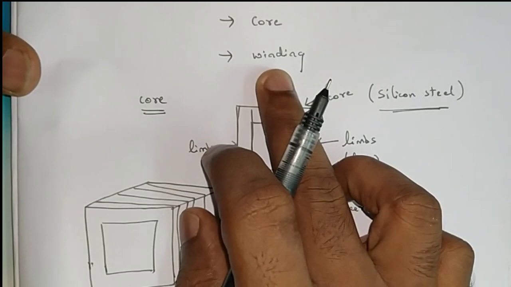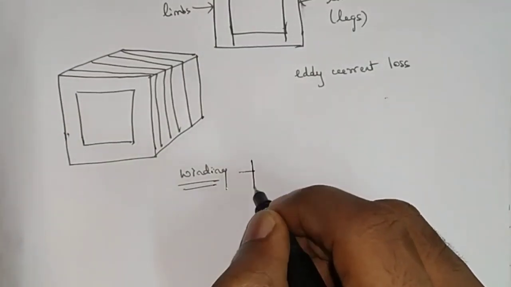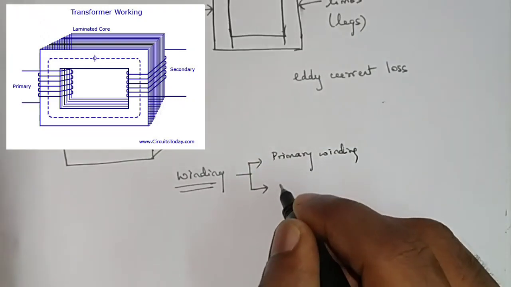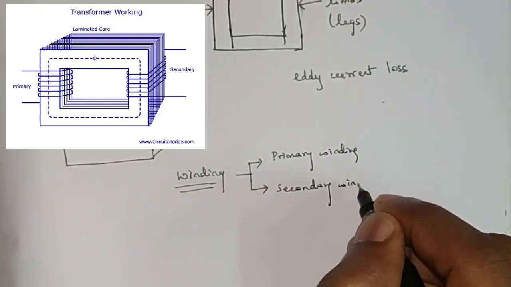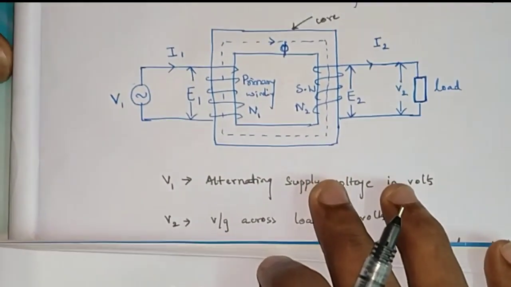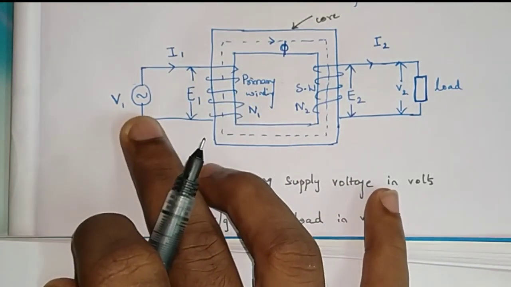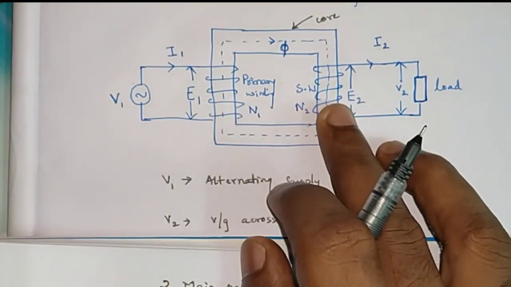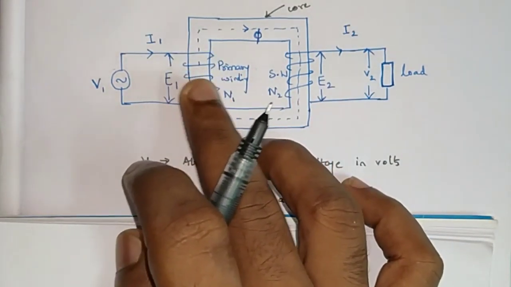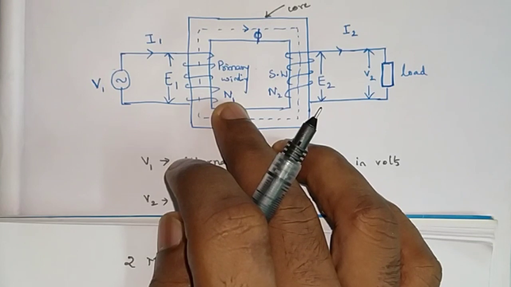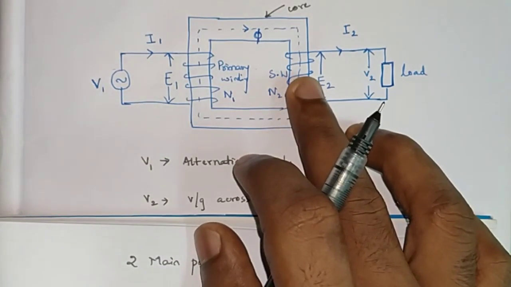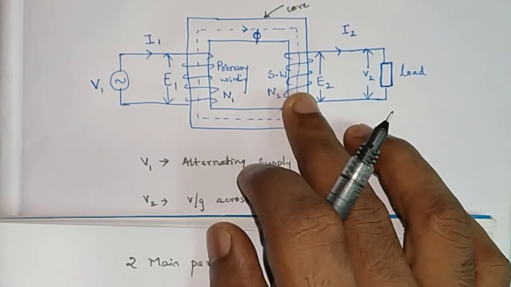Now the second main part is the winding. From the diagram you have two types of winding: one is the primary winding and the other is the secondary winding. Winding is made up of copper. You can see the figure. When the winding is connected to the supply side, it is called the primary winding, and the winding connected to the load side is called the secondary winding. N is the number of turns, represented by the variable N. N1 represents the number of turns in the primary winding, N2 represents the number of turns in the secondary winding. So this is what you have to explain under the construction of a transformer.